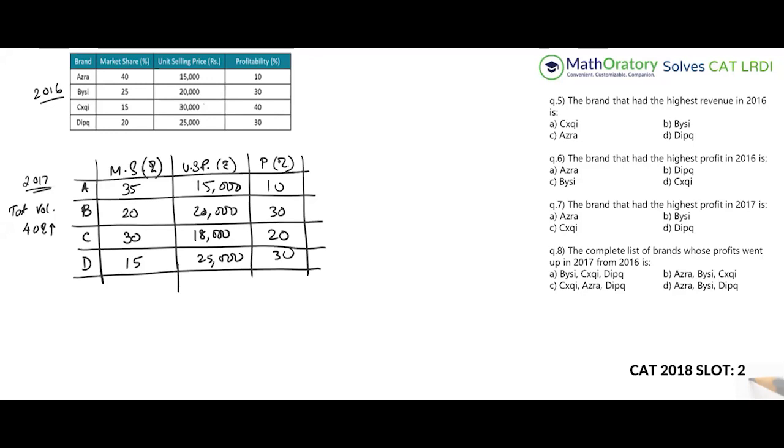Now, please understand what will be the revenue contribution of any particular brand. Let me mark this as X. So revenue of product X will be equal to, first of all, the unit selling price of X multiplied with the market share of X, right? But market share will be out of the total volume, right? So this into the total volume.